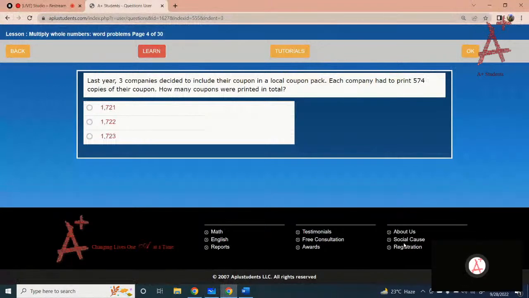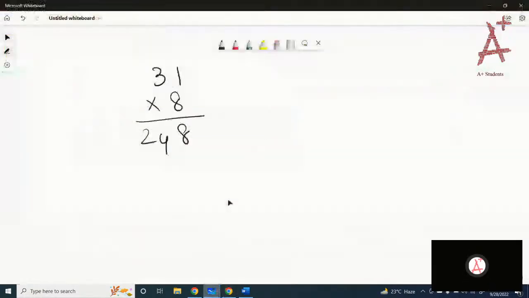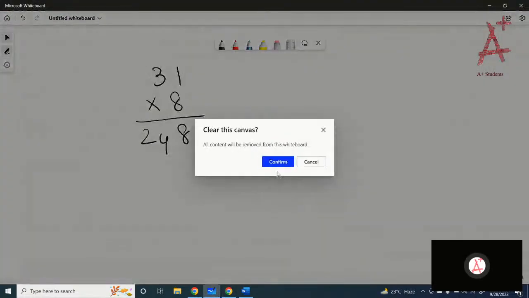Last year 3 companies decided to include their coupon in a local coupon pack. Each company had to print 574 copies of the coupon. How many coupons were printed in total? So 3 companies and each company is printing 574. So for the total you have to do 574 times 3. Got it? So let's just do 574 times 3.